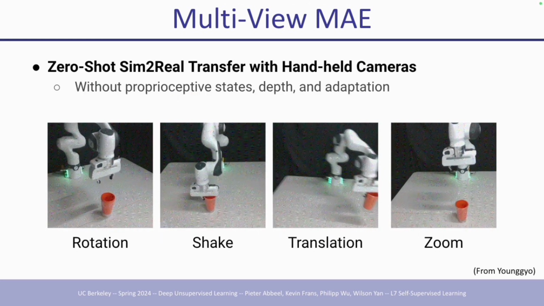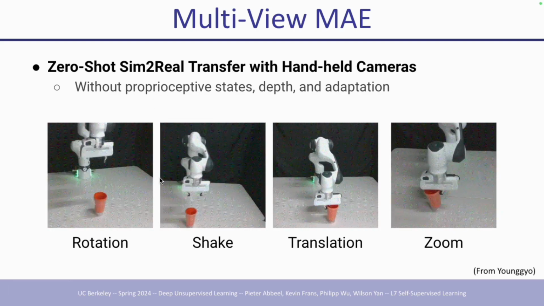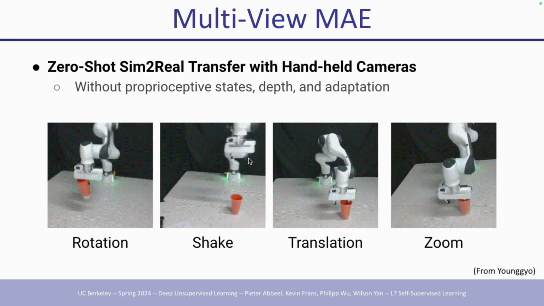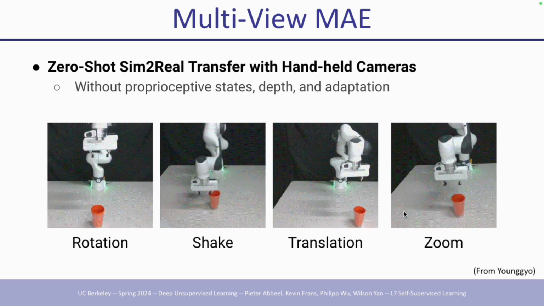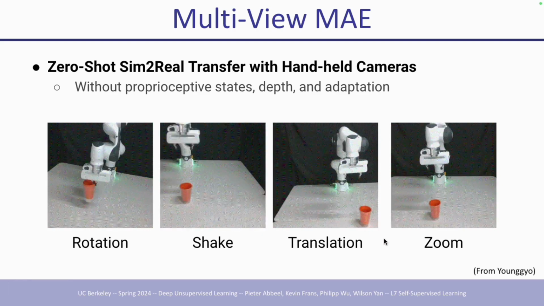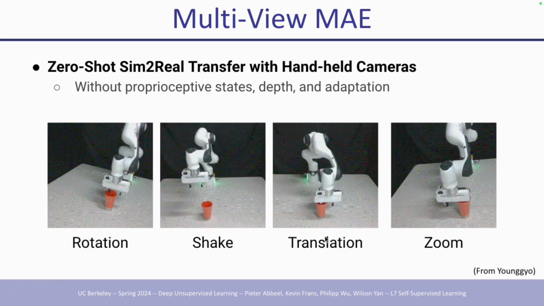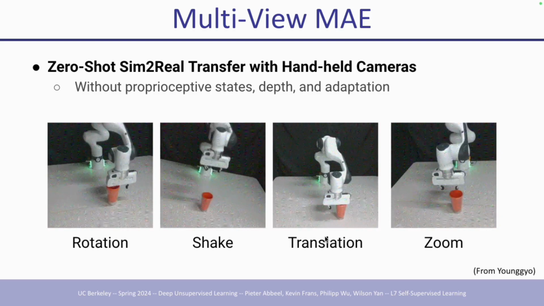And here's a real-world example of that, where now this robot, which is only taking in camera images, is robust to all these different augmentations of how we're actually holding the camera. So despite the fact that we're shaking the camera around a lot, or moving it around a lot, the policy is still robust to these changes.